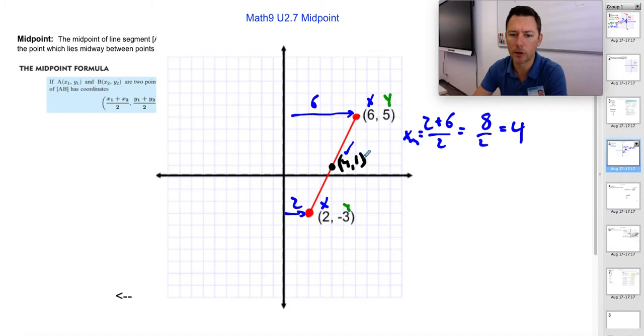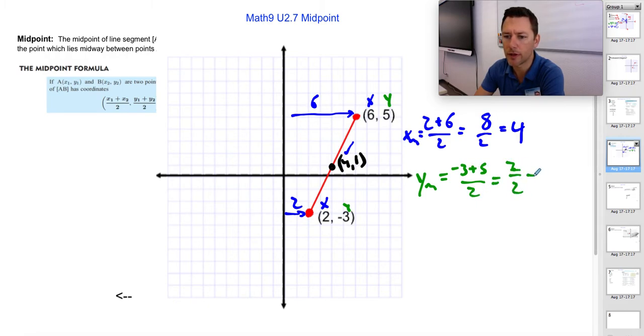And then you can also look at the y values and do the same thing. The y coordinate is -3 plus 5 all over 2. And that's +2 over 2. That's 1, just like we thought. Great.